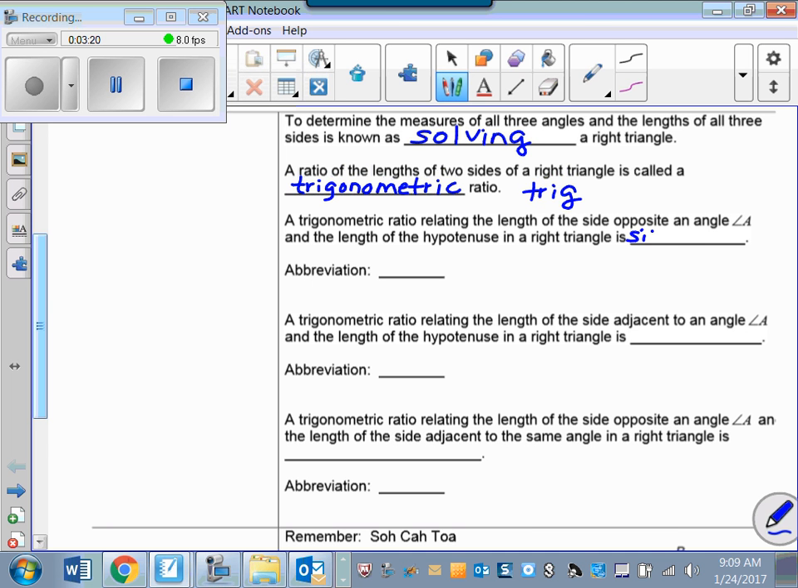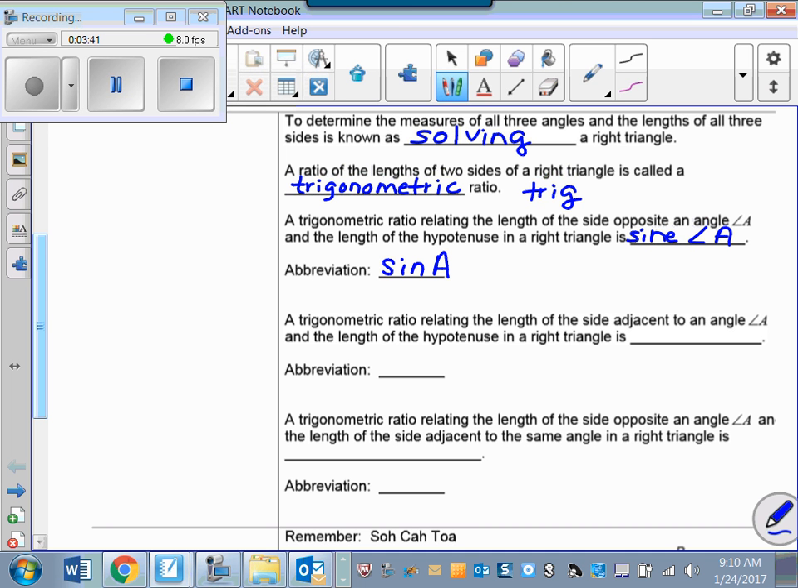The first one is if we look at the side opposite an angle A and put that over the hypotenuse, this is known as the sine of angle A. Sine, S-I-N-E, and for some reason we abbreviate this as sin A, but please don't say sin. There's no sin here. We're not sinning. We just say the sine of angle A.